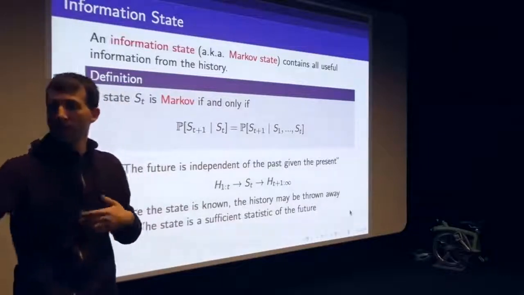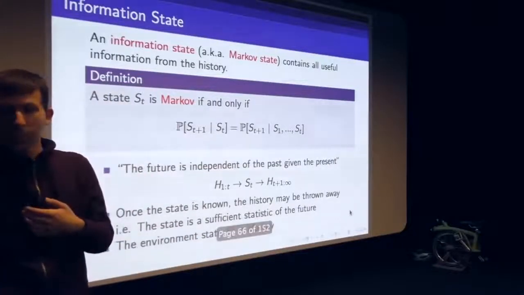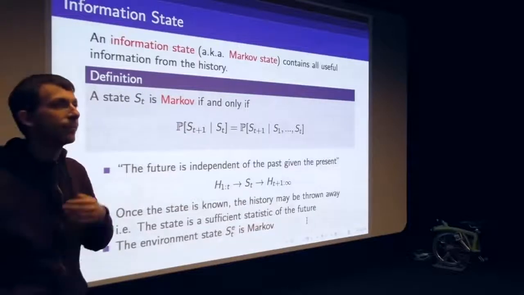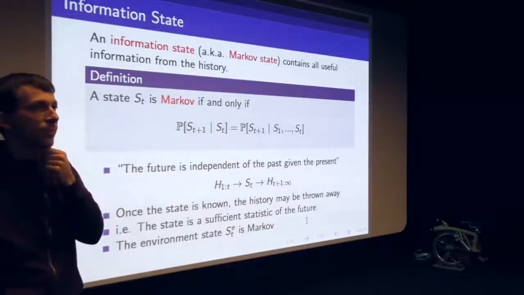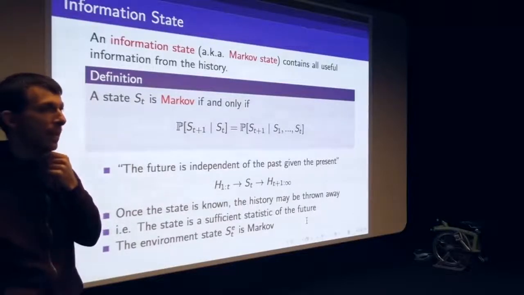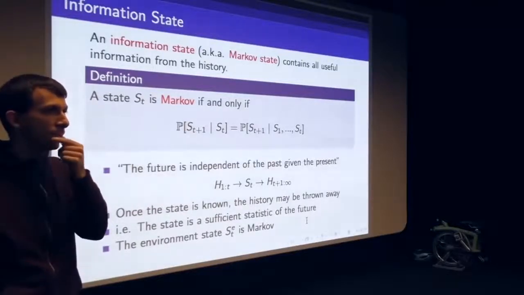Okay, so that's the information state or the Markov state. Can I just ask one question? On this, we're saying that if we know the state, then we know everything there is to know about future states. Yes. So that itself is not necessarily very helpful, because the state might be nothing to do with the reward.